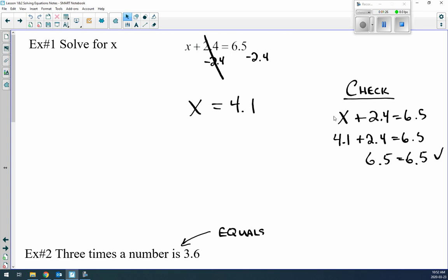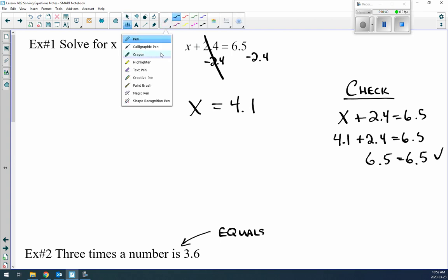Well, how do you know that's the right answer? Well, you can check. You can plug it back into the original equation. So look at your left side here and look at your right side here. All we do is we replace x with 4.1. We add them together, we get 6.5 on both sides. And you can see right away, oh yeah, that works.